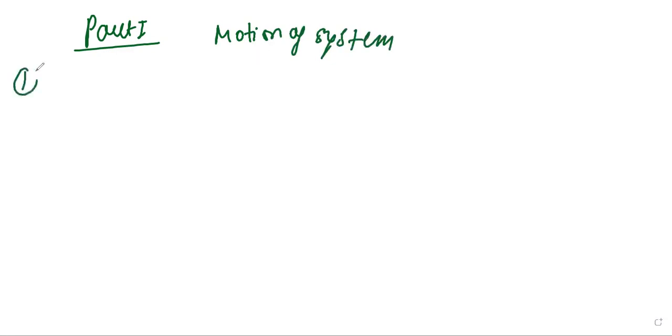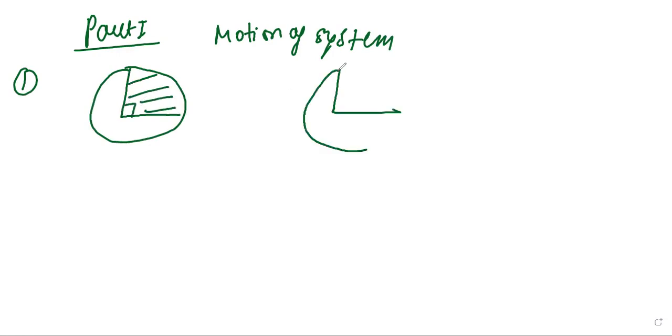Let's see part 1 of motion of system. The first question is about a ring. There is a ring from which a 90-degree part is cut, so it will look like this, right? You have to find the moment of inertia of it.